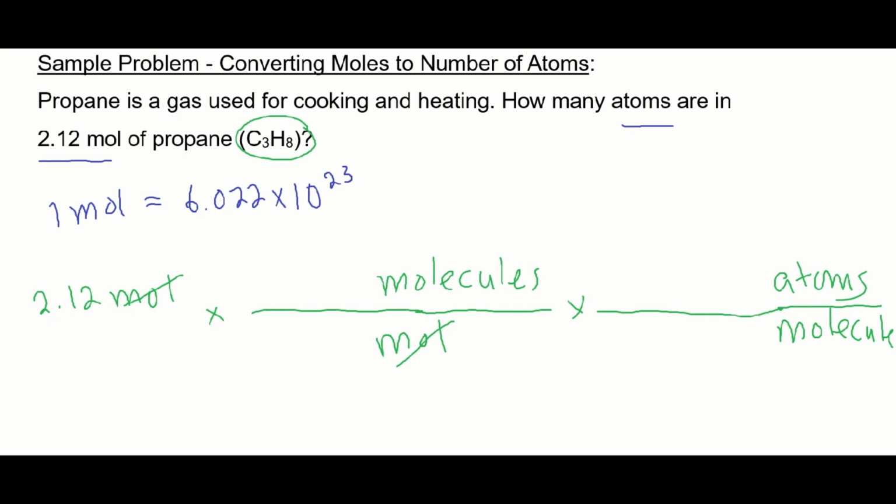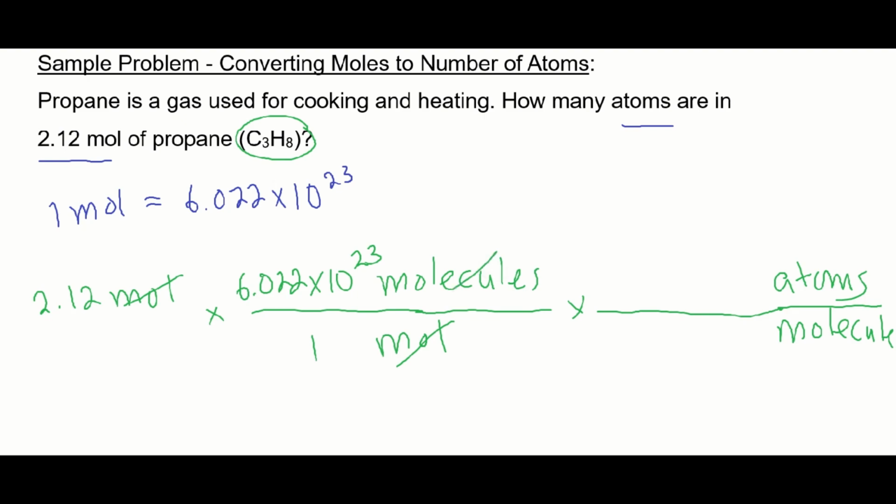So let's plug these conversion factors in. Conversion factors, if you recall, are just a set of equalities. So 1 mole is equal to 6.022 times 10 to the 23rd of whatever it is that you're counting. In this case, it is molecules.